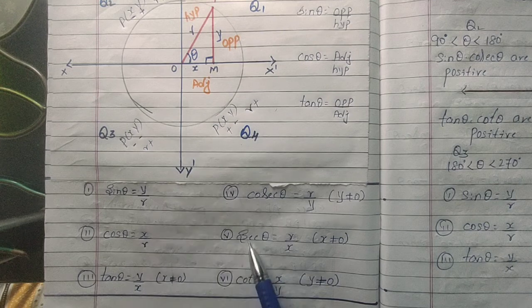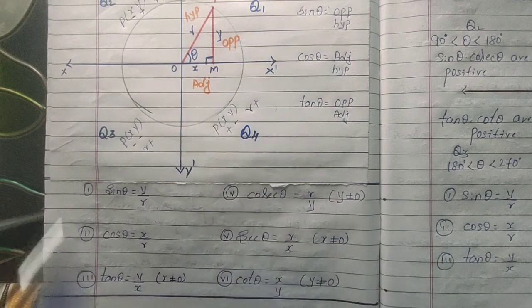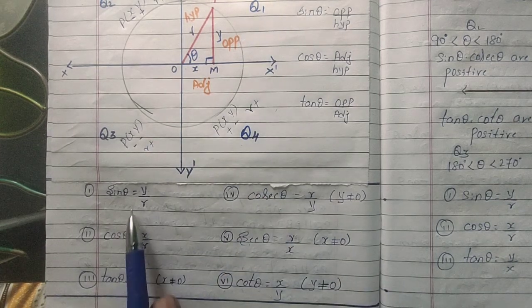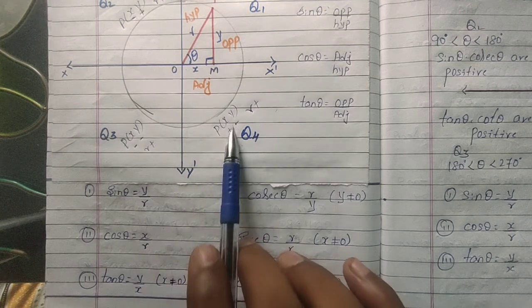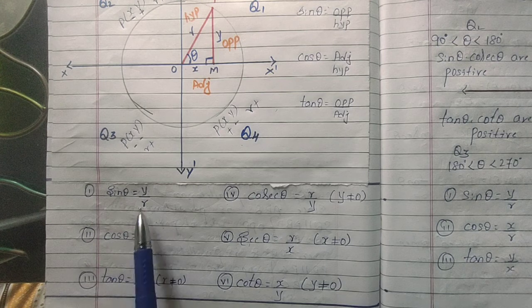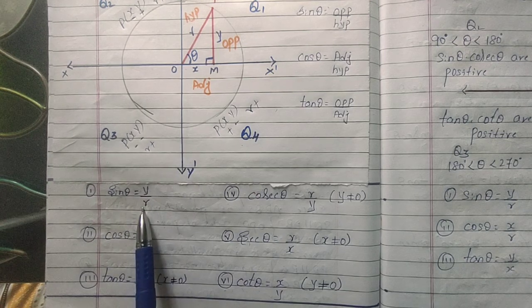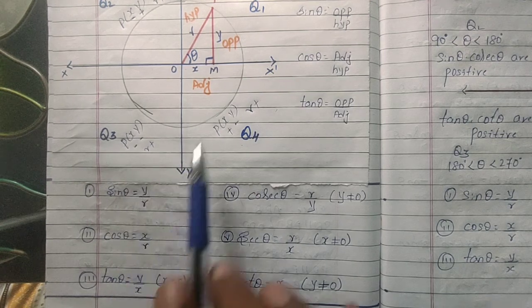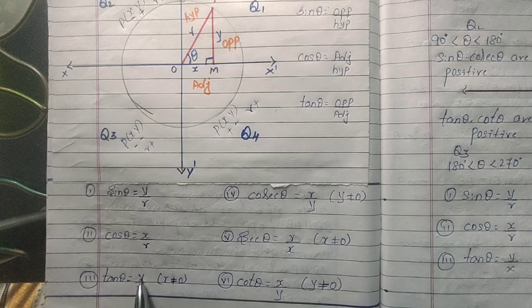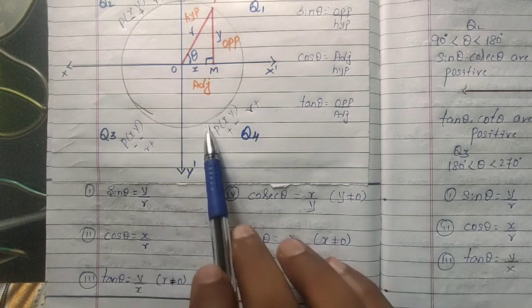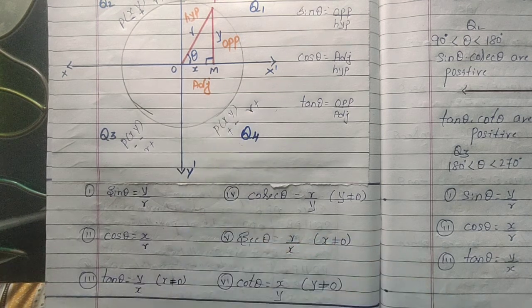So cos theta and secant theta will be positive in the fourth quadrant, whereas sin theta, cosecant theta, tan theta, cot theta are negative in the fourth quadrant. Why, sir? This is negative, this is positive. Ultimately, sin theta will be negative. Sin theta is negative means cosecant theta is also negative. Tan theta, why is it negative? x is positive. Negative by positive is nothing but negative. So tan theta is negative, cot theta also negative.